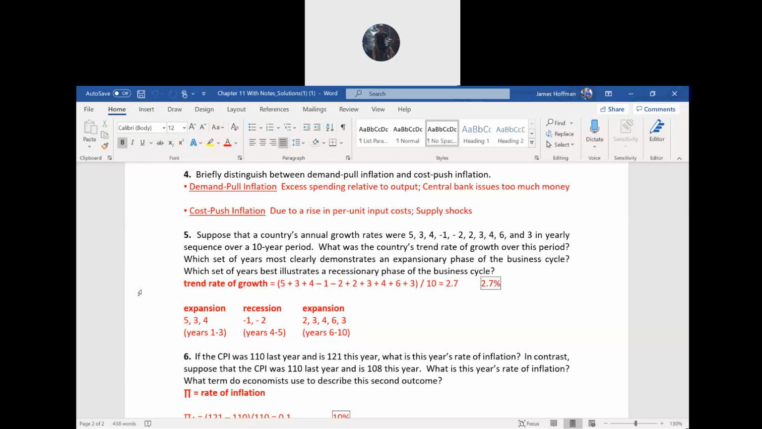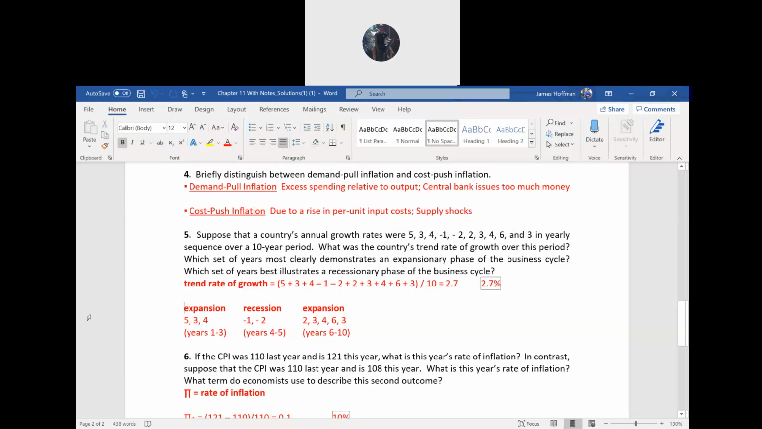Okay, so an expansion, by definition, is when the economy is growing in output. So you can see, so these are all percent changes. So this is like 5% growth, 3% growth, 4%. This is -1. So the economy dropped by 1%. So if the economy is growing, we're in expansion. If the economy is declining, we're in a recession.